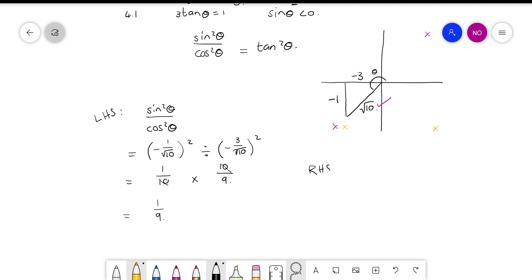On the right-hand side, you have tan squared, which is 1 over 9. And that is all. That's all you had to do. You just had to draw your sketch as you normally would. Then you got a mark for reading them off and for simplifying. But because it was written as an identity, you guys overcomplicated it.